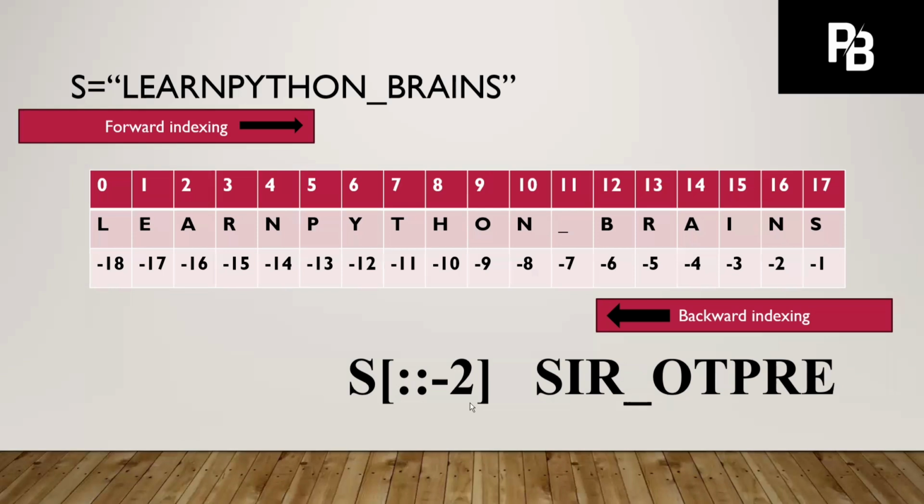Now, what is my point for the step value? If the step value is negative, then move in the backward direction. So from start to end I cover the entire string, and -2 means backward direction. So I start with this S with a gap of 2: S, then I, then R, then this underscore, like that I print. This is the simple way I can print this small example.